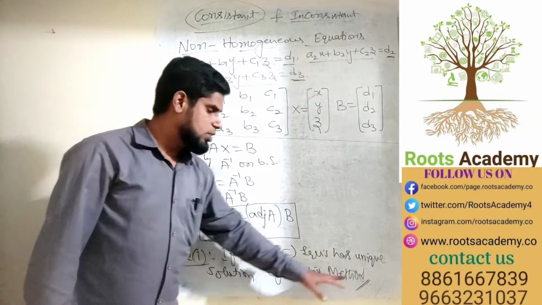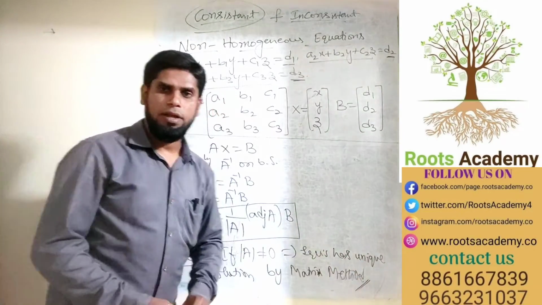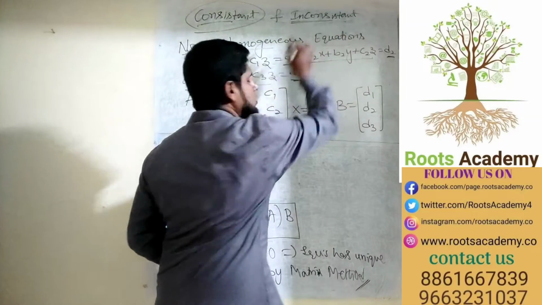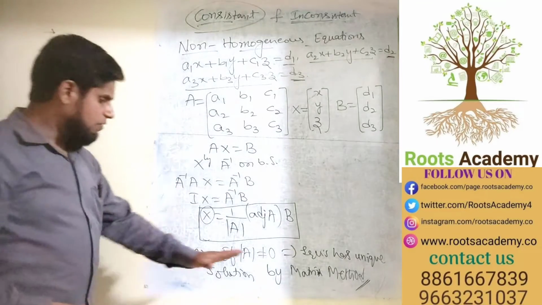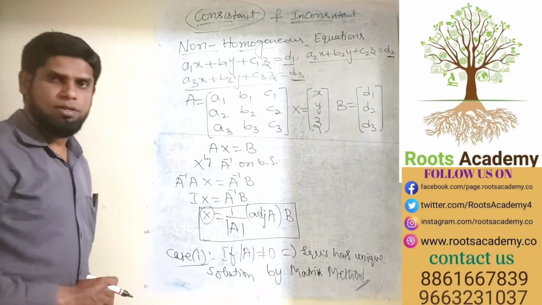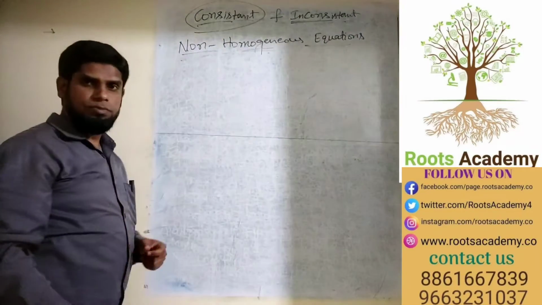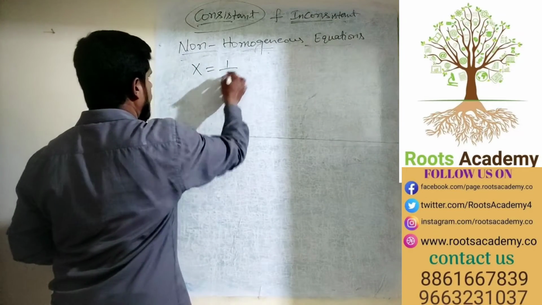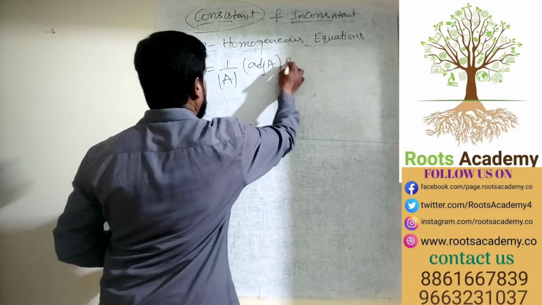Student, this is the last method of this determinant chapter. This we will discuss in our next video, because in today's video my intention is to explain consistent and inconsistent. After this we will discuss the different cases related to this formula. So I will write the formula again here: 1 divided by determinant A into adjoint A into B.